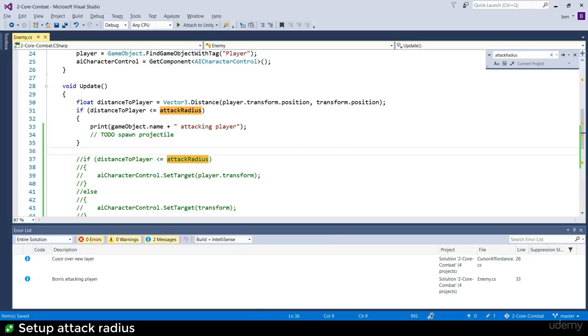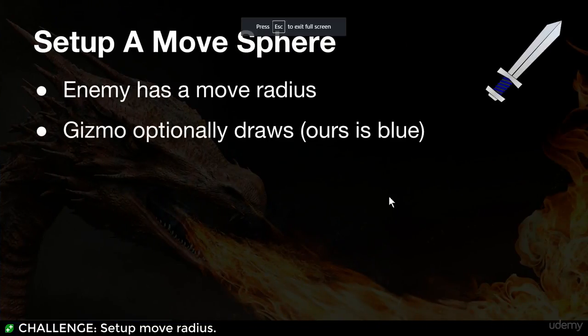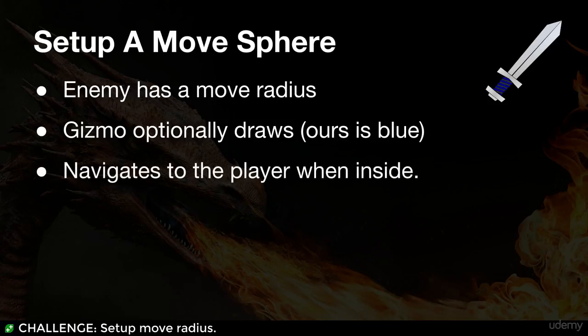Now what I want you to do is a relatively simple challenge. I want you to come along and set up the move radius yourself. So set up a move sphere. The enemy should have a move radius, a new exposed parameter. Gizmo optionally draws. When I say optionally, I mean it'll draw if we have gizmos turned on in game mode. So put yourself a gizmo. I'm going to put blue for the move radius. And you should navigate to the player when you get inside that move radius, because we basically already have that code. So set up your move sphere now. So we have attack and move, and I'll see you when you've worked that out.